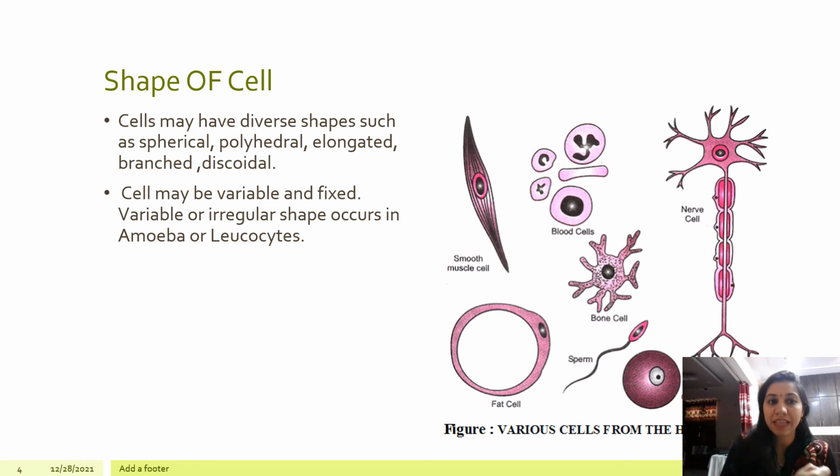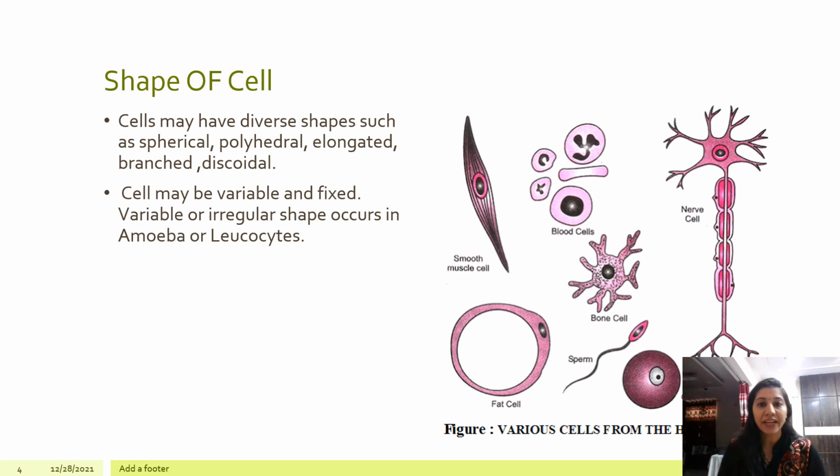Here you can give examples of variable shapes: amoeba and leukocytes. Now the question is why they are irregular in shape. Because see, amoeba has to change its shape to capture food. And same like leukocytes, means white blood cells present in blood, they also have to change their shape to capture foreign particles, toxic particles that enter the body. That's why WBC is the army of our body, they protect us from infected particles.